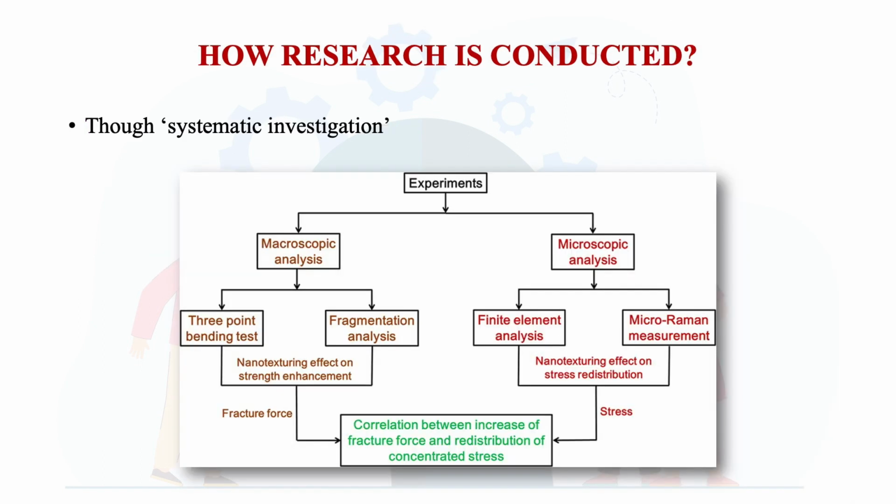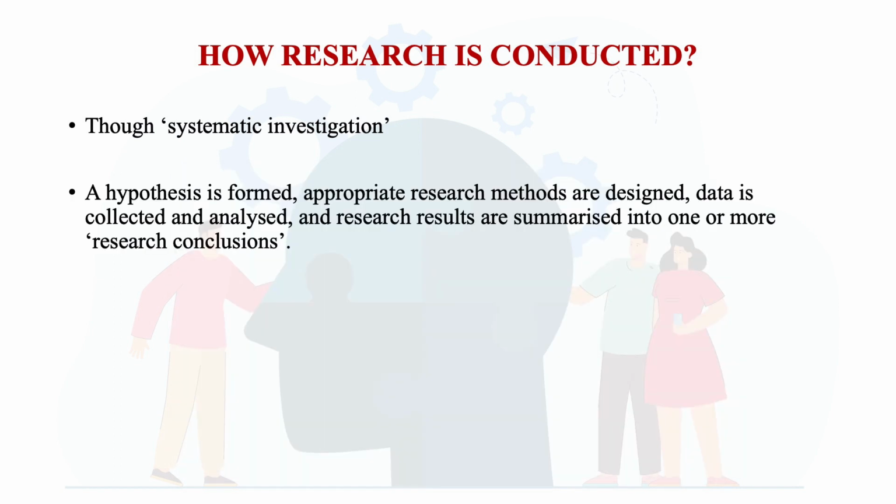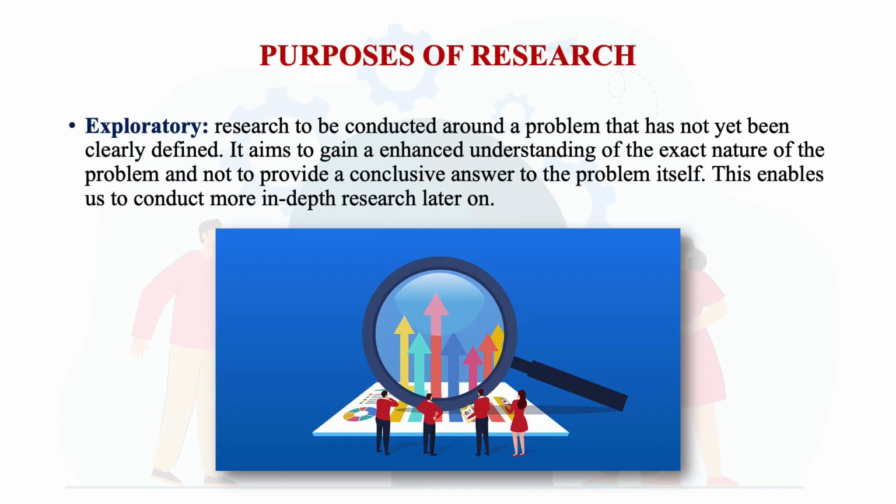So how is research conducted? It is through systematic investigation. A hypothesis is formed, appropriate research methods are designed, data is collected and analyzed, and research results are summarized into one or more research conclusions. The purpose of research: there are actually three major purposes. Exploratory research is conducted for a problem that has not yet been clearly defined. It aims to gain an enhanced understanding of the exact nature of the problem and does not provide a conclusive answer to the problem itself. This enables us to conduct more in-depth research later on.